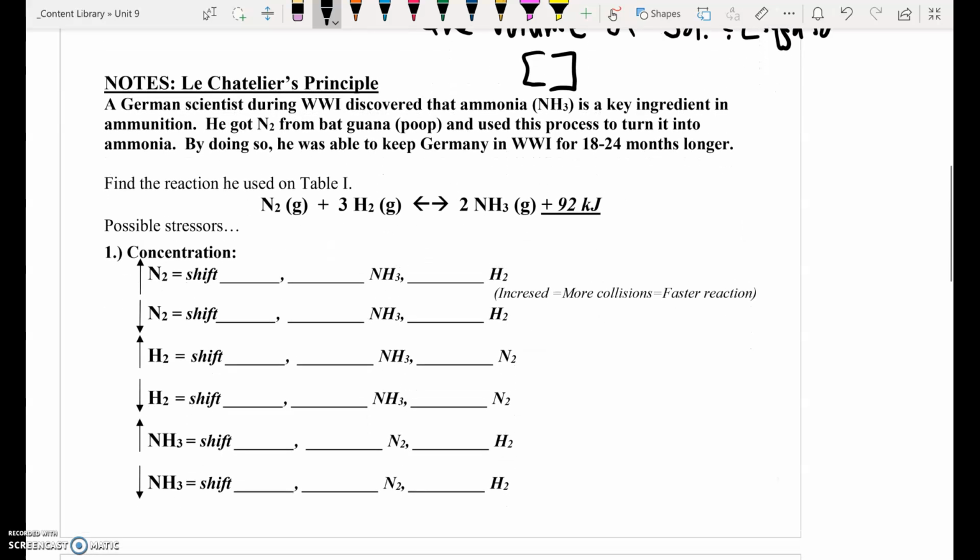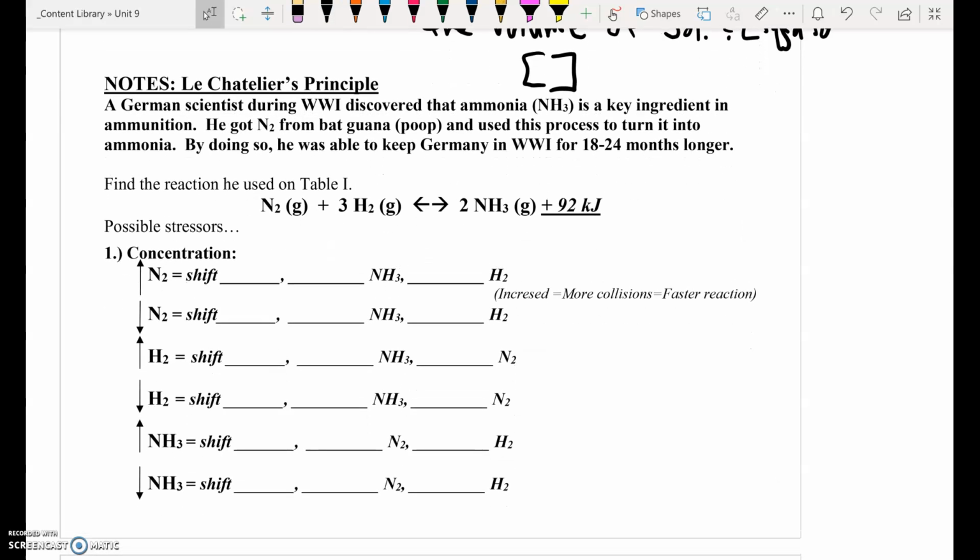So here we go with Le Chatelier's principle. Le Chatelier was a German scientist in World War I, discovering ammonia as a key ingredient. I mentioned that yesterday with the Haber process. He got nitrogen from bat poop and used it in the process to make ammonia. By doing so, he was able to keep Germany in World War I for 18 to 24 months longer. And then I have the chemical reaction right here. The first thing we're going to do is increase nitrogen.